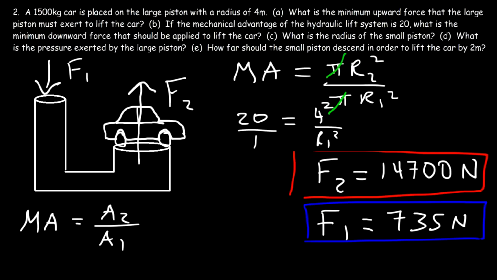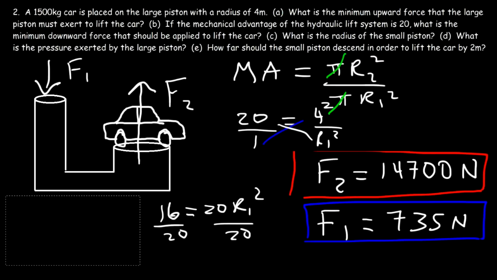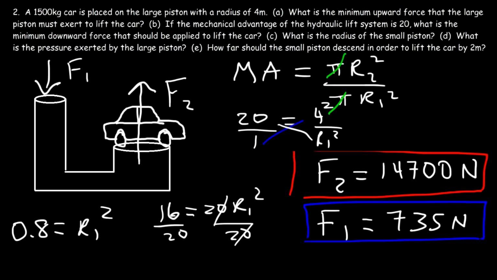So let's cross multiply. So 1 times 4 squared is 16, and that's going to equal 20 times R1 squared. So we need to divide both sides by 20. So 16 divided by 20, as a decimal, that's 0.8. So 0.8 is equal to R1 squared. So now, we need to take the square root of both sides. So R1 is 0.894 meters. As you could see, it's much less than 4 meters.